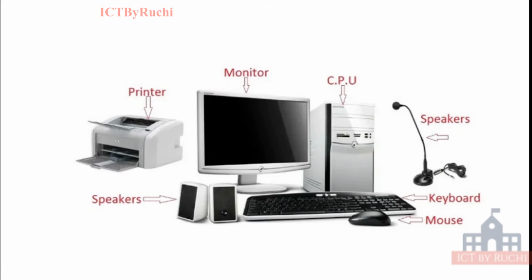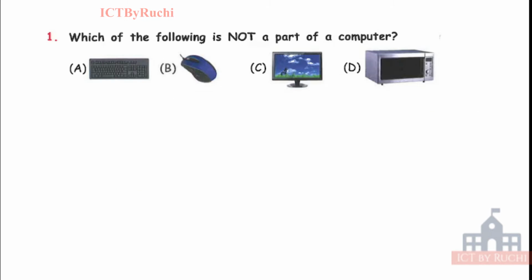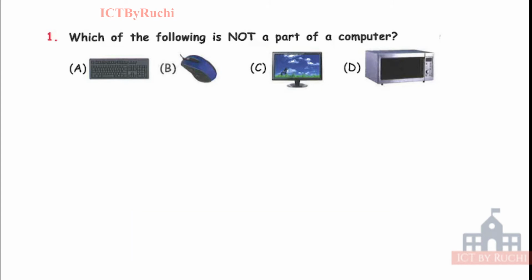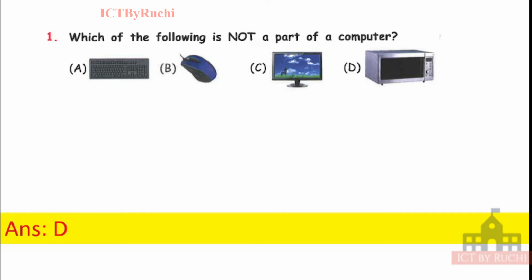Parts of a computer, which part does which operation, which part is useful for doing which thing. Okay, clear? So let's start the questions. Which of the following is not a part of a computer? Think what can be the answer. Answer is D. O1 is not a type of a computer. Keyboard, mouse and monitor are parts of a computer.